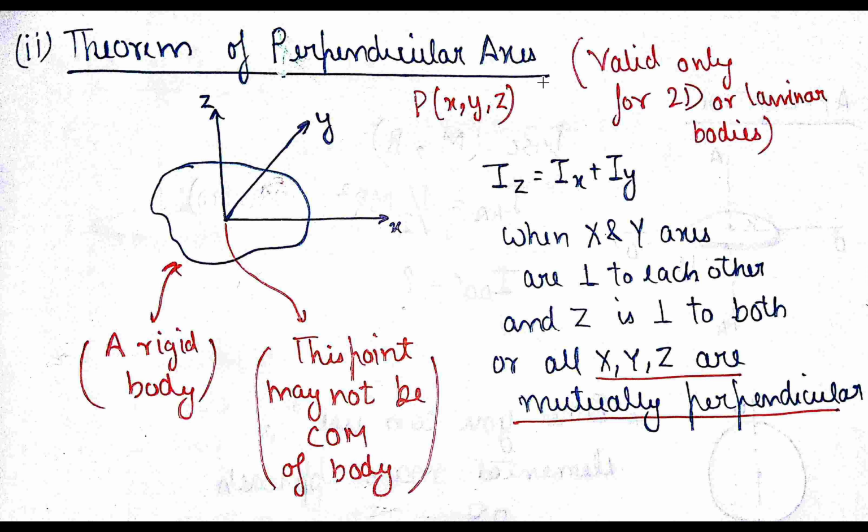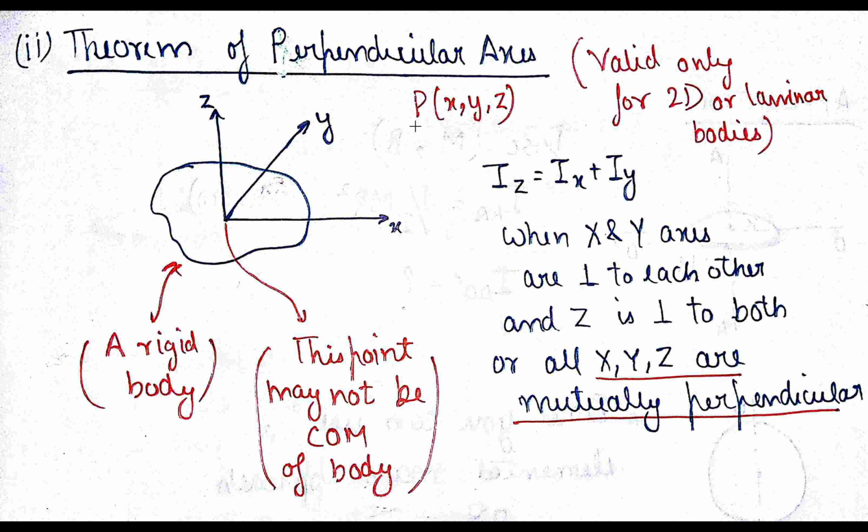Okay, so the key points to note here: this is valid only for 2D or laminar bodies, not for three-dimensional bodies. That is, it is valid for a disc or some lamina. What is a lamina? A lamina is a body which lies in the xy plane and has a very small width in the z direction. So this is valid only for 2D bodies, remember this thing.